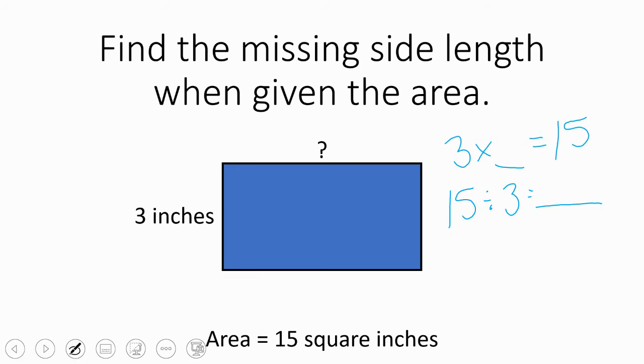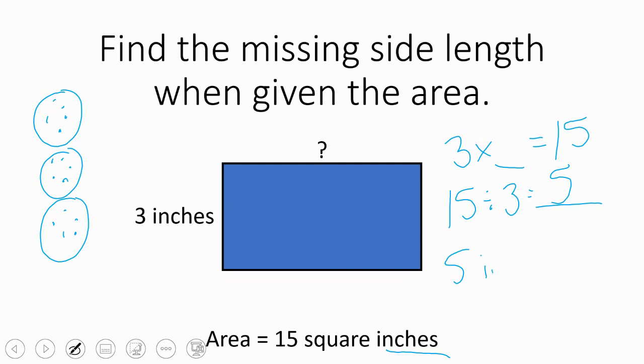Again, if you don't know what that quotient or answer is, you can draw 3 groups and put 1 dot in each until you get to 15. So there's 9, 10, 11, 12, 13, 14, 15. And inside each group are 5 dots. So my missing side length must be 5 inches. And again, they're giving me that unit of measurement in this problem.